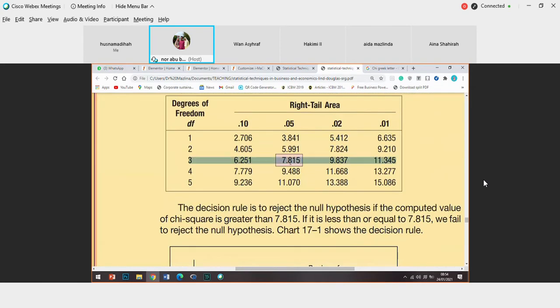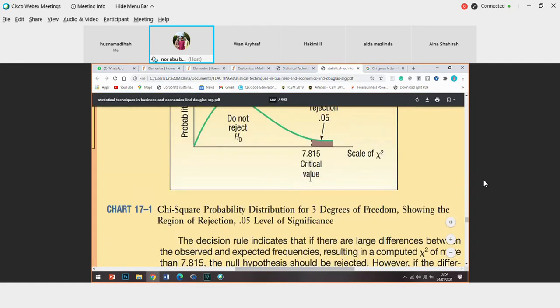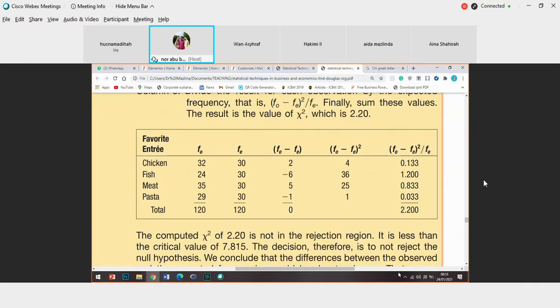Macam mana dia dapat 7.815? Because kenapa degree of freedom is 3? Okay, sebab kita ada 4 kategori meals kan tadi kan? 4 tolak 1 adalah 3. Okay, so you got it as 7.815 at 0.05 significance level. Okay, next. Okay, how to compute this? Nampak?